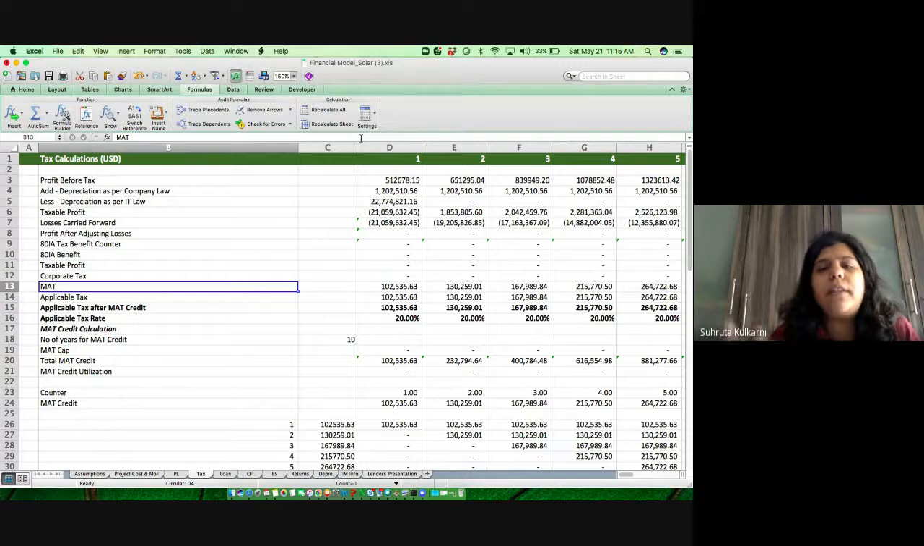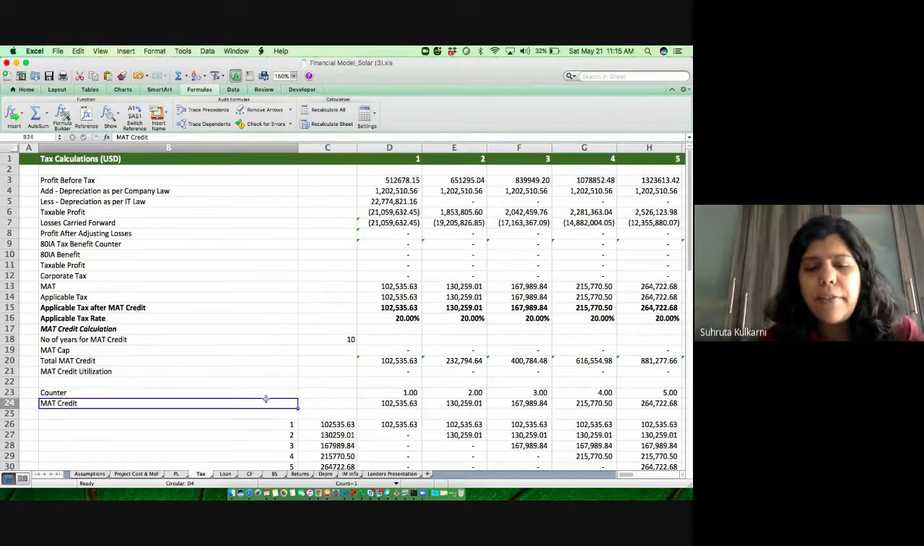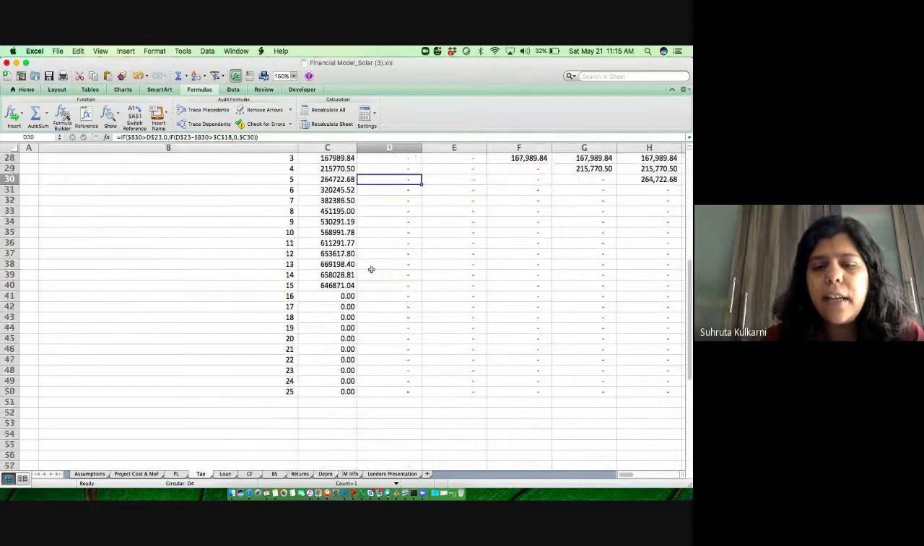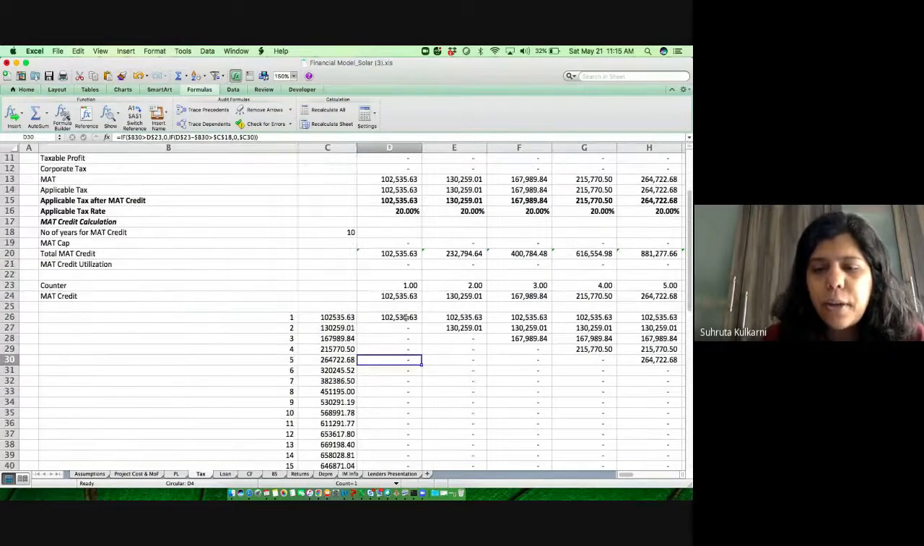So all this they have done basically to deter those who are avoiding taxes and all of that. That is why these complicated calculations come in. So I have done this, where I have also computed the MAT credit, that every year, how much MAT credit do I have?